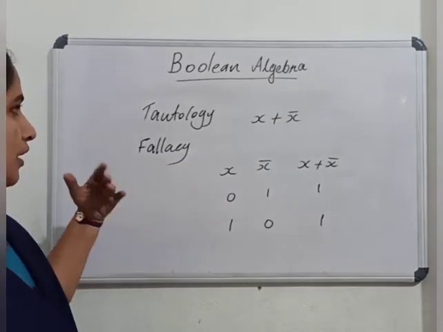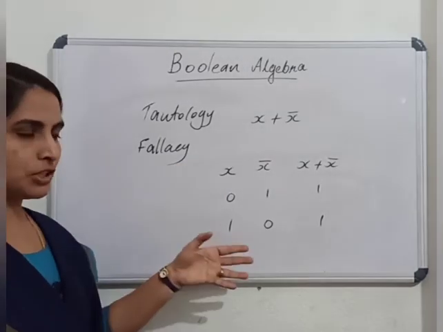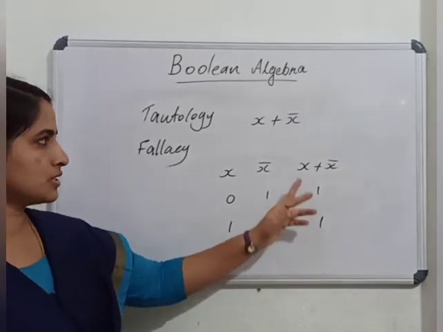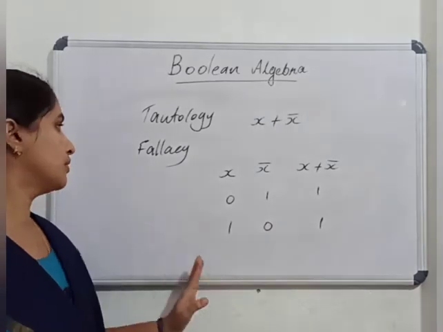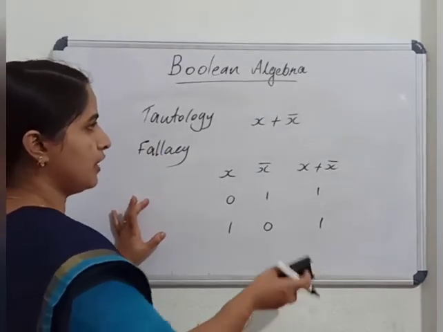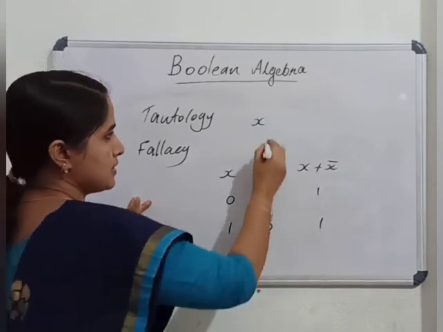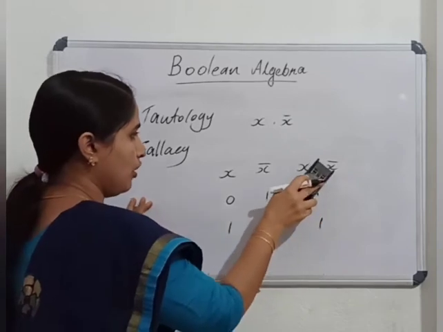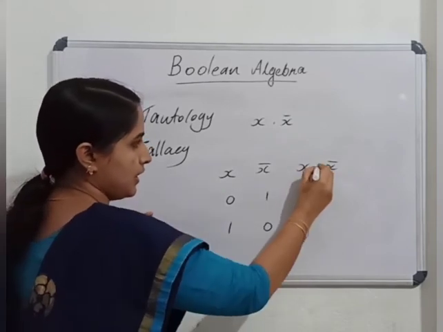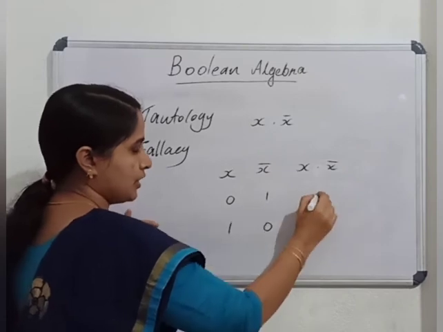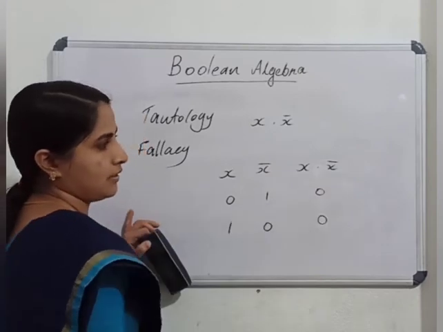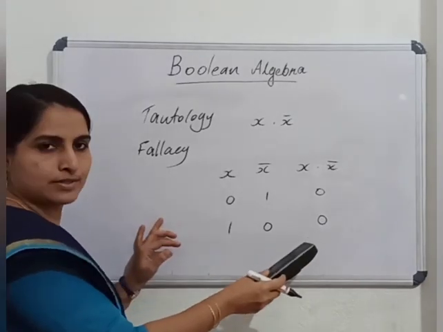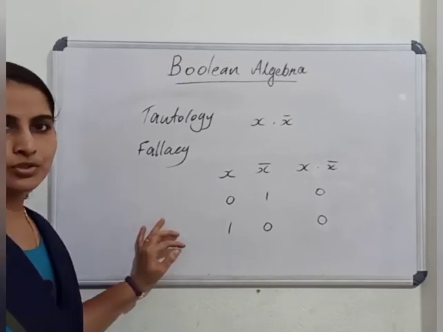Understood? Next one, while dealing with different Boolean expressions, in some expressions you may get the result always true. This is an example of a tautology expression. Then the fallacy case. So if the expression is x AND x bar, instead of OR, write it as AND. So the result is 0. Here also the result is 0. The result of a Boolean expression is always false. So this is called a fallacy.